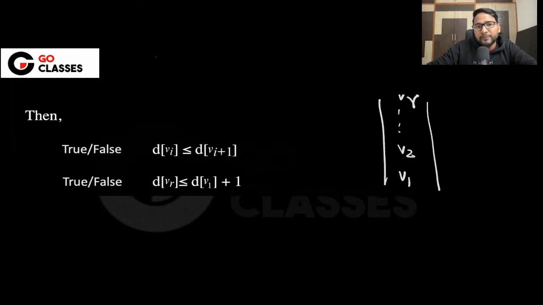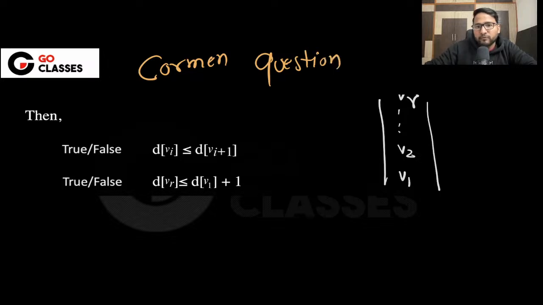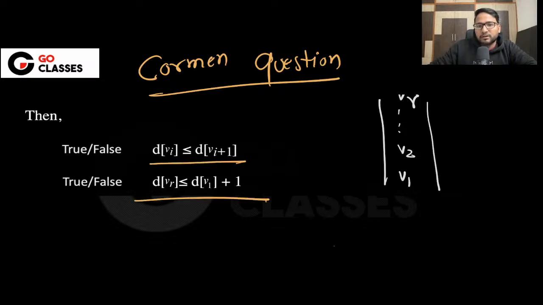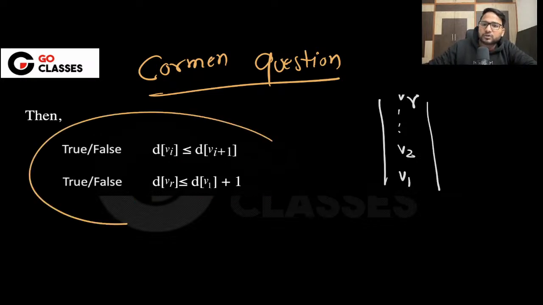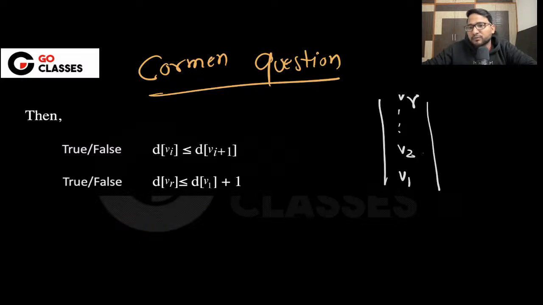By the way, this question I have taken from Cormen. It is a question from a very, very standard book, Cormen, for algorithms. This is a top-notch book. Now you tell me, which is the correct answer, this or this? Only one is true. What is the case? So this is V1 to VR. What is the relationship between the immediate two vertices? Yes, this is the correct relationship, I think, right?